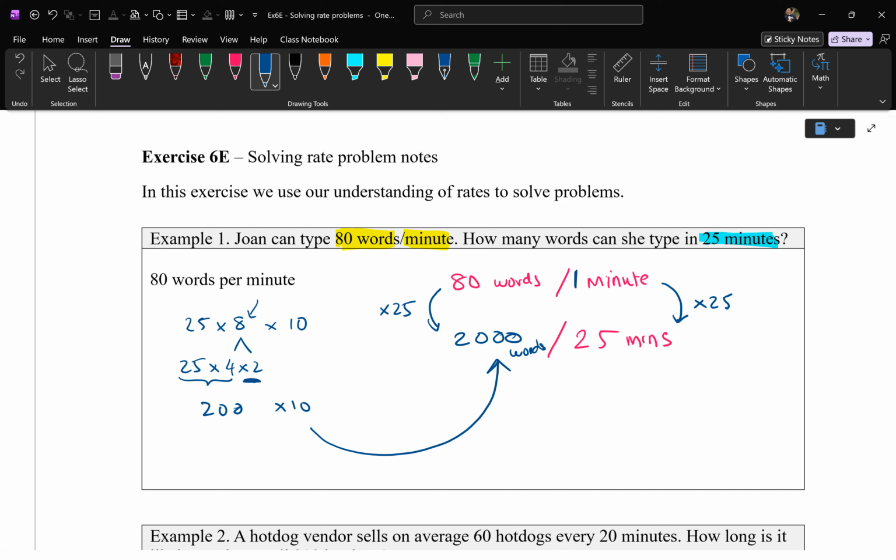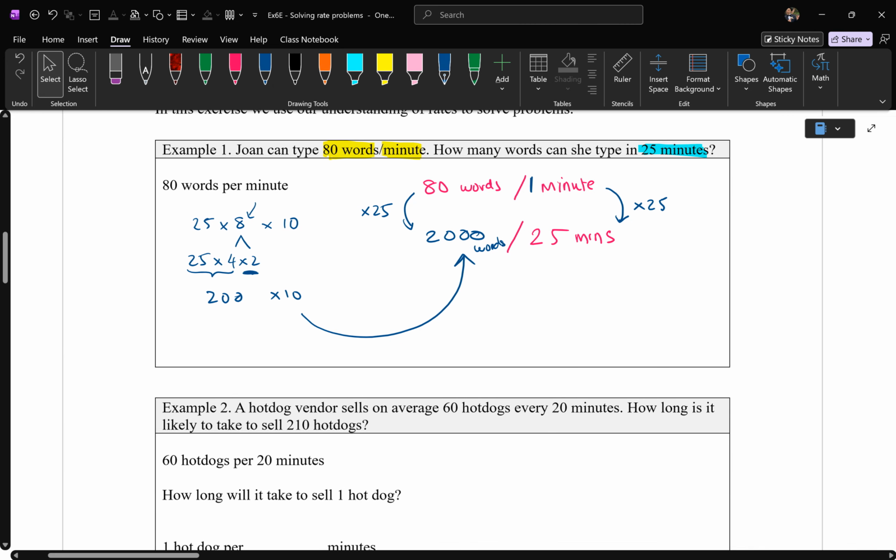Obviously, we do not take into account that she might get tired or distracted. We're assuming that there's full concentration for 25 minutes straight. Okay? So that was a pretty nice and easy one. Then we move on to example 2.